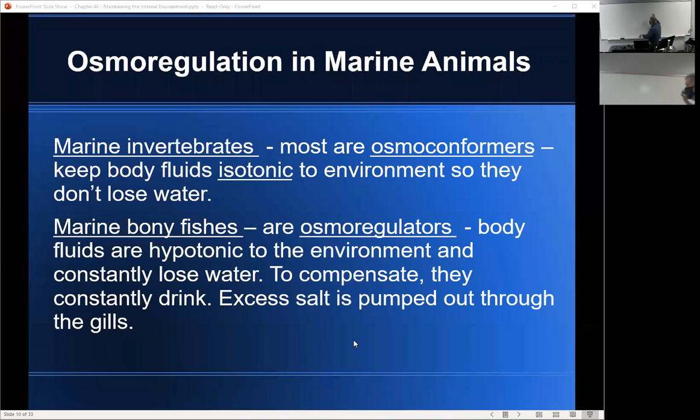Okay, so let me draw your attention to the camera. So if we have, again, pardon my artwork, I don't make a claim to be a great artist. So here's a fish. This is the marine fish. So its environment is hypertonic to its body fluids. Its body fluids are hypotonic.